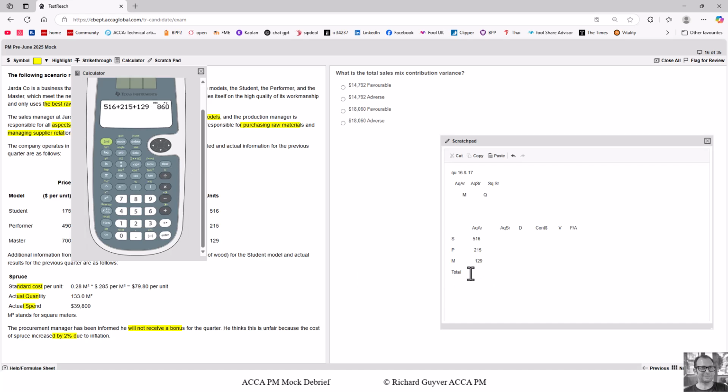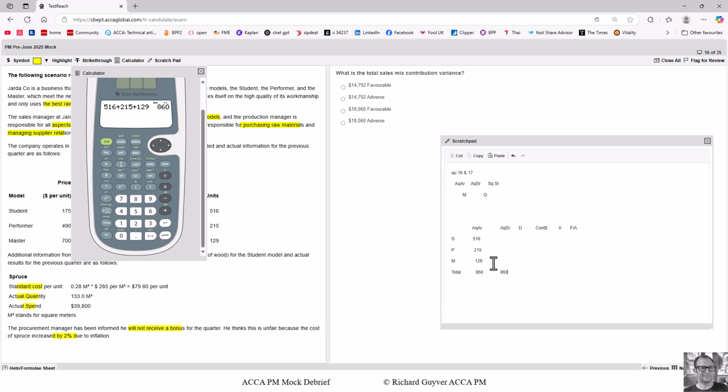That totals 860. So our actual quantity sold was 860 and the ratios are given above. Always when I'm doing calculations in the calculator, I'm applying a bit of a sense check. I can see the 5 plus 2 plus 1 is 800, so it feels like I'm in the right ballpark. I haven't accidentally missed a zero out or accidentally pressed the decimal point.